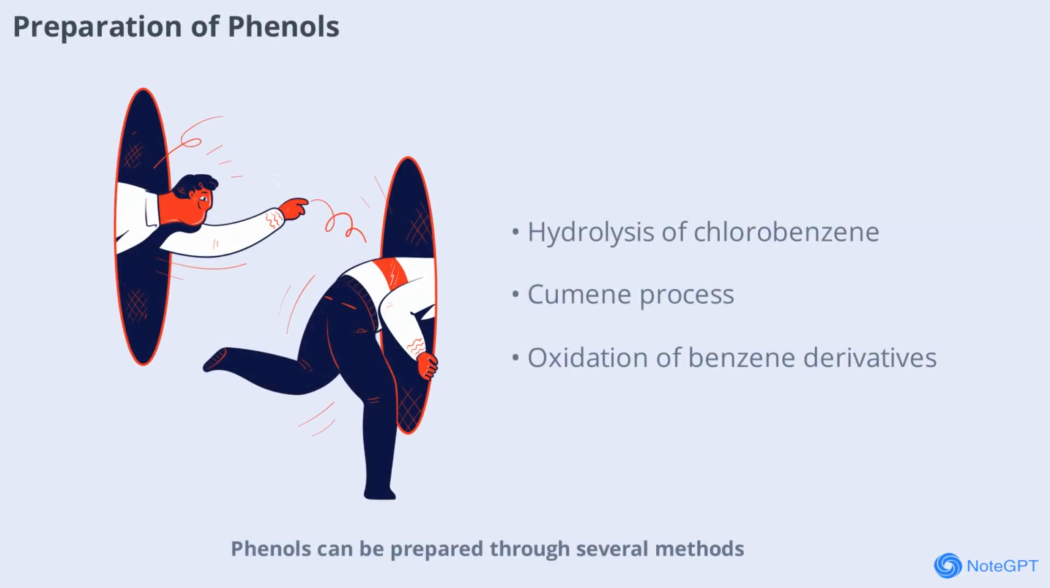Phenols can be prepared through several methods, including the hydrolysis of chlorobenzene, the oxidation of benzene derivatives, and the decarboxylation of salicylic acid. The most common industrial method is the cumene process, where cumene is oxidized to cumene hydroperoxide and then acidified to yield phenol.